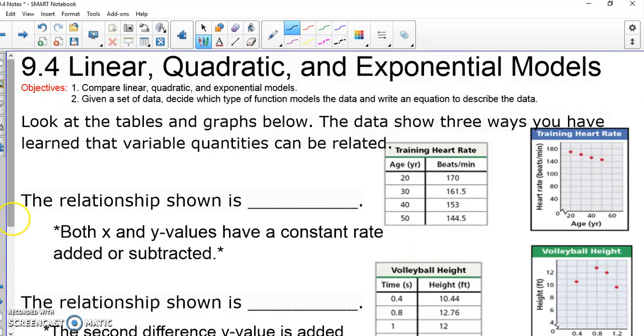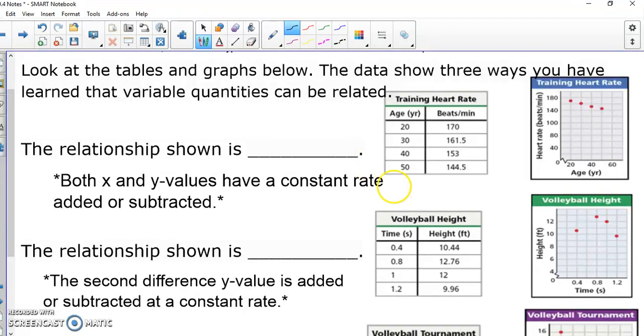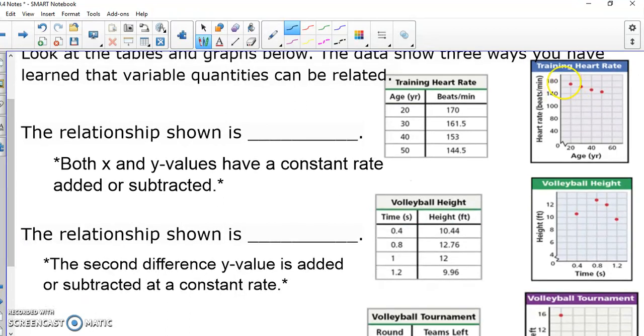Okay, so the first thing we're going to do is look at these tables and graphs here, and see if you can tell which kind of shape they each make. If I were to connect my dots on this graph, hopefully you can see that this makes a straight line, so this would be a linear function. Remember, linear means line. The way you can tell based on the table is that they have a constant added or subtracted number in the x and y. Here we're subtracting 8.5 each time, it looks like.